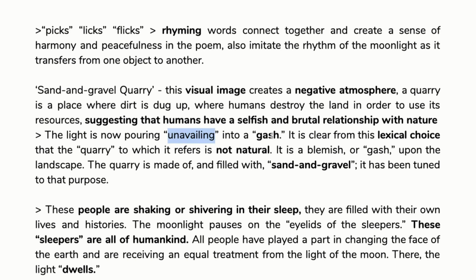So there's a gash which suggests violence, like we've done violence upon the landscape, and the light is sort of trying to repair that. So she's suggesting, I think, that it's a blemish, it's a mark, it's something unsightly on the landscape, this gash, and that the moonlight is sort of representing the natural forces of nature, and it's trying to refill or heal or replenish that broken part of the land.